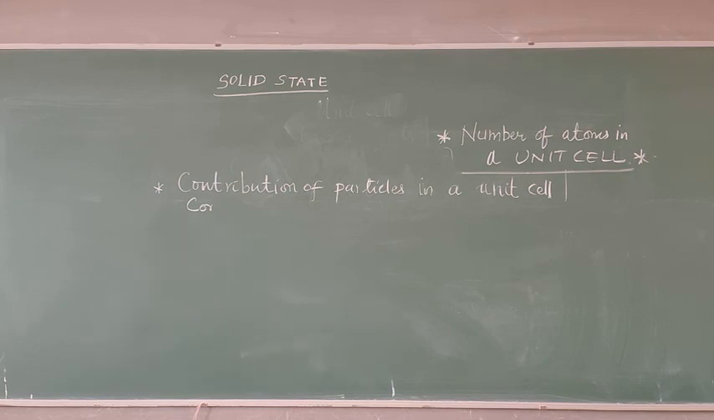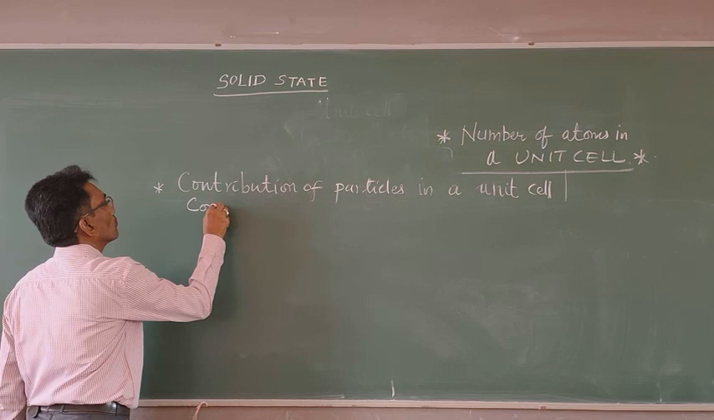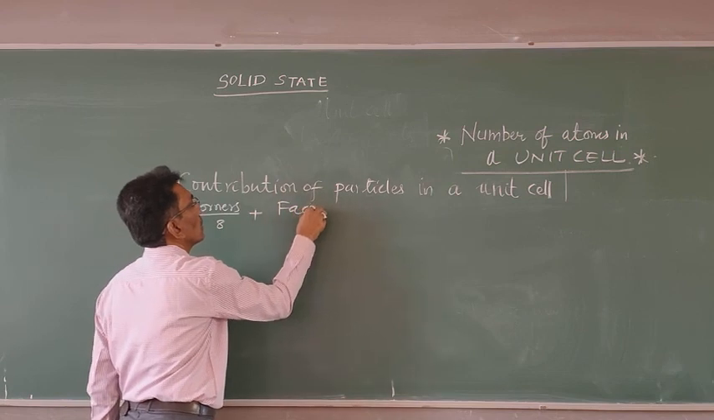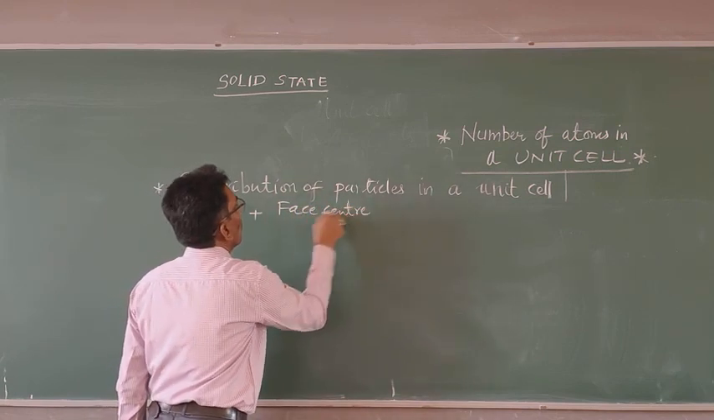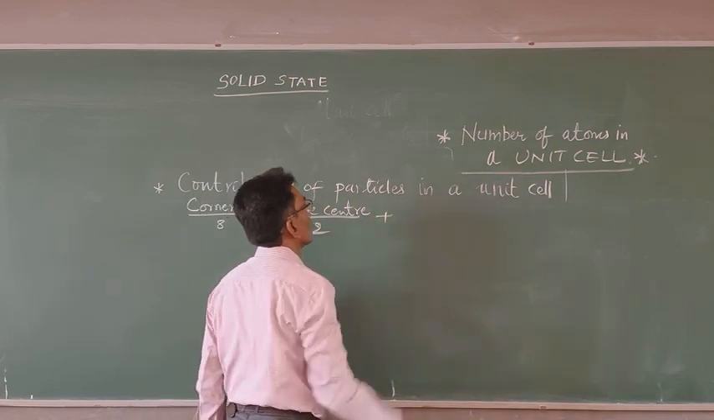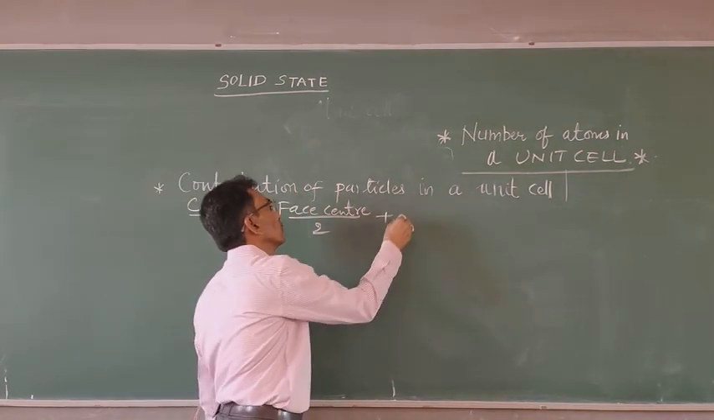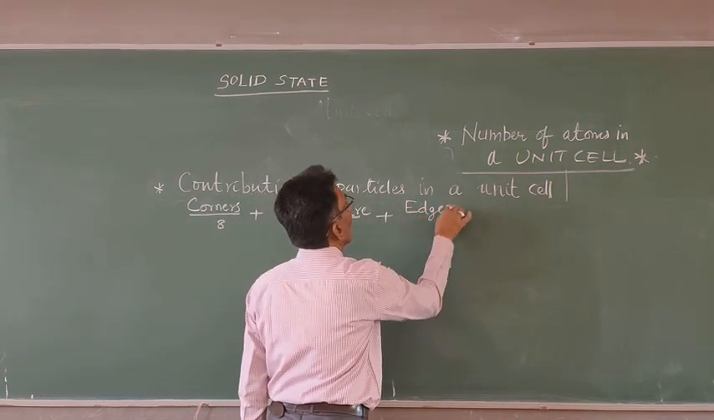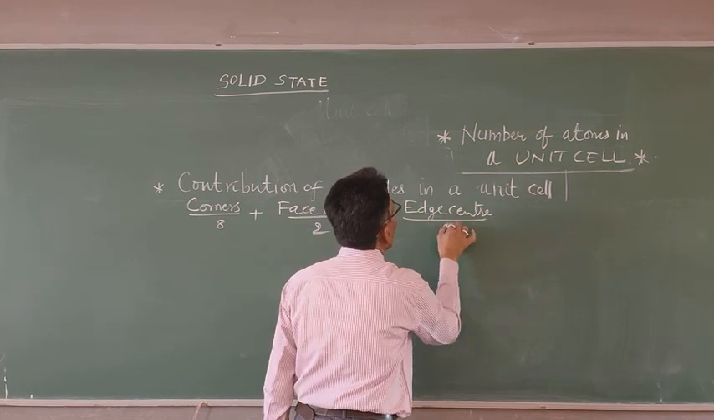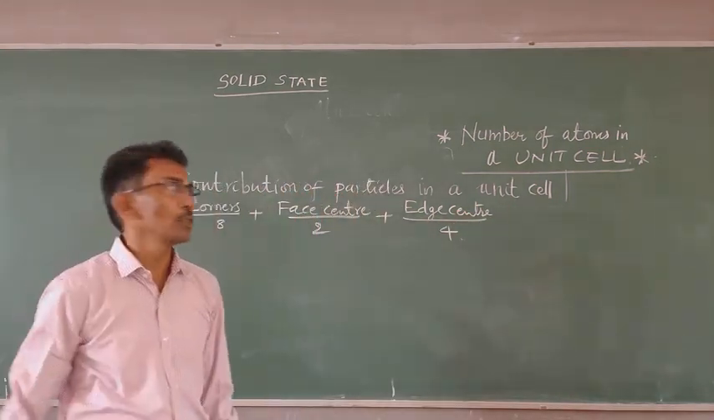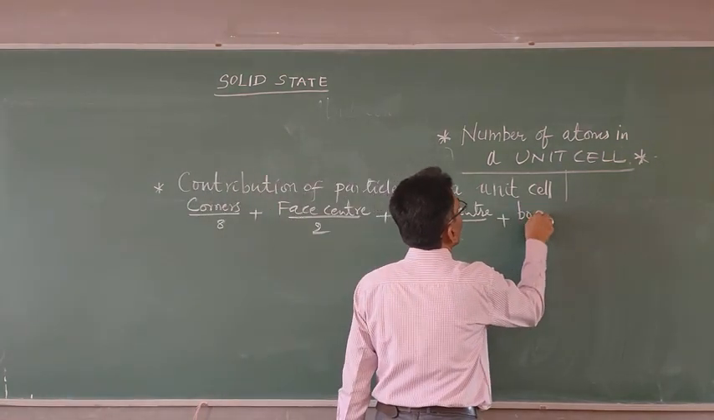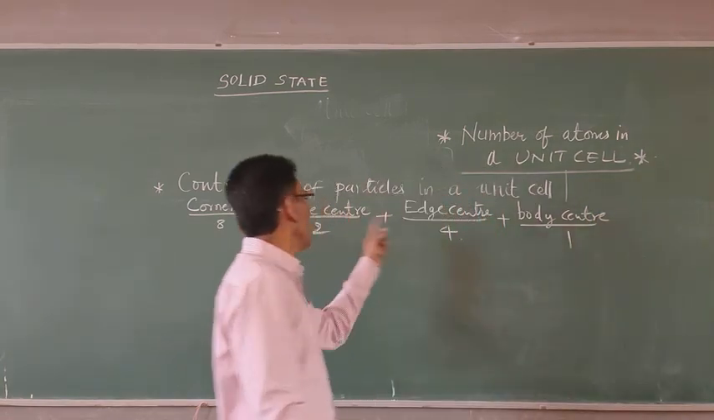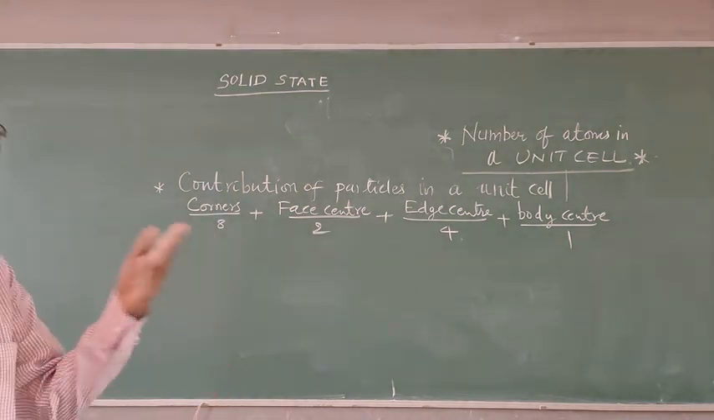Yes, once again, contribution of particles to the unit cell: corner by 8, plus face center by 2. Next, edge center. Edge center shared by 4 units. Body center cannot be shared, body center by 1. If you remember this one, it is easy to calculate the following next portion.